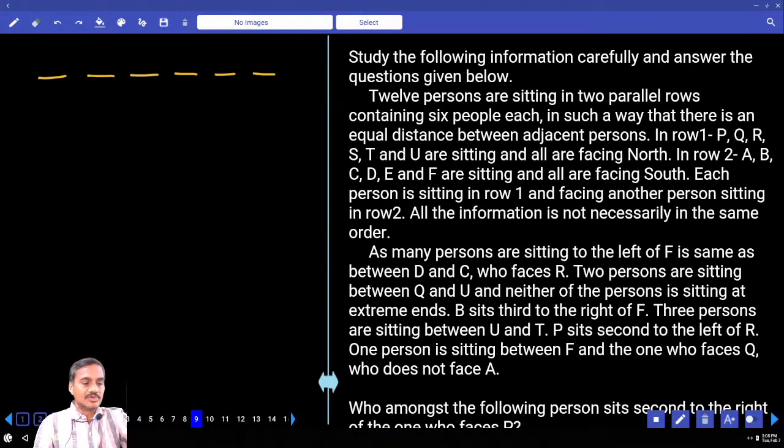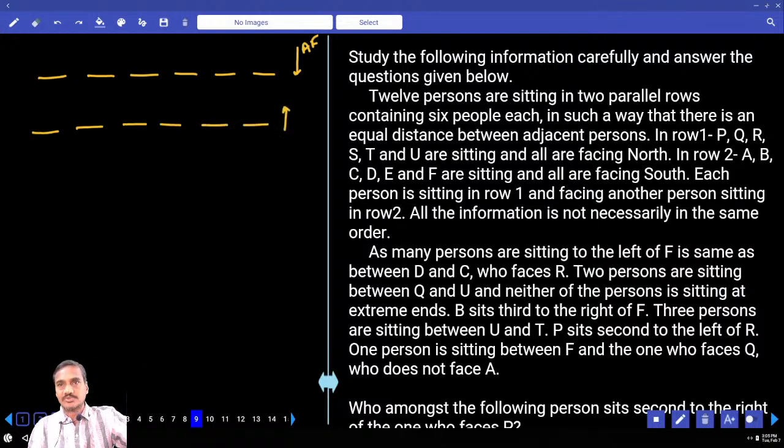Isn't it? Now in row 1, tell me who are the persons here? A through F are the persons in this row and they are facing towards south. And in the other row, P, Q, R, S, T and U are the persons, they are facing towards north. Do they get the 2 possibilities?